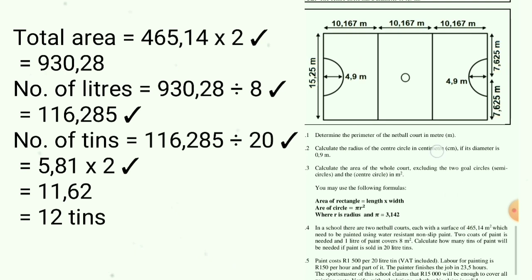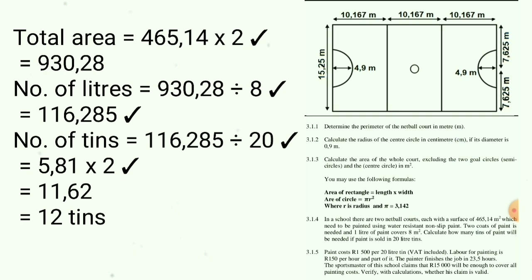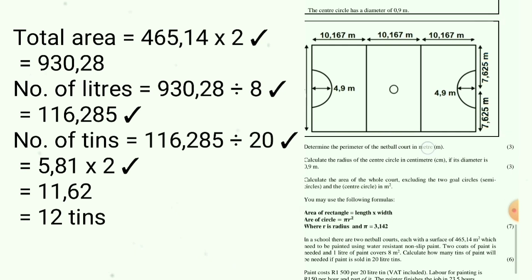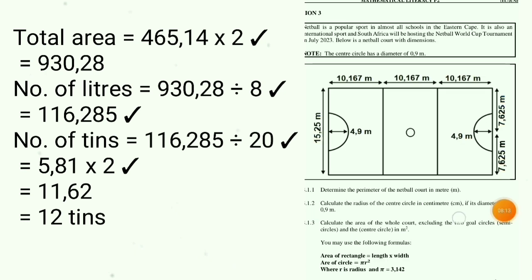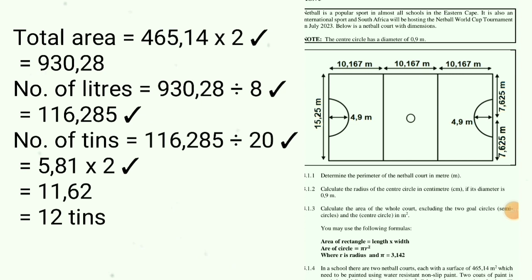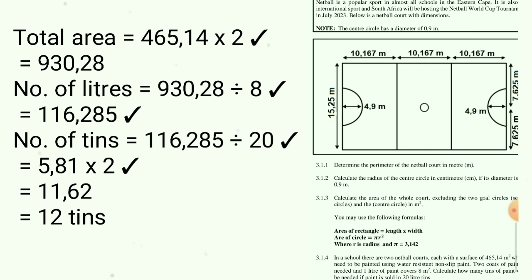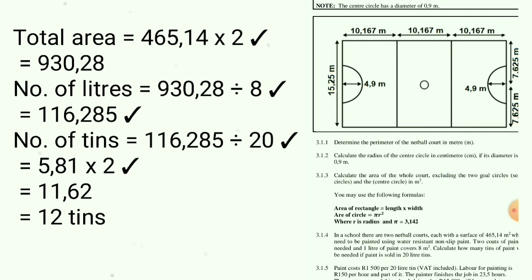Remember guys, if you read the first question, there are 2 netball courts. In fact, yes, we multiply by 2 because there are 2 netball courts. And by the way, the total area is 465.14 multiplied by 2 because there are 2 netball courts, if I didn't mention that. So here we say 5.81 multiplied by 2 because there are 2 netball courts. Don't forget guys, you have to read the question carefully to understand maths lit. And then equals 11.62.